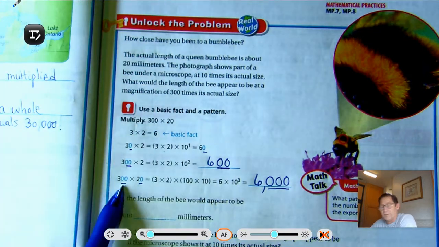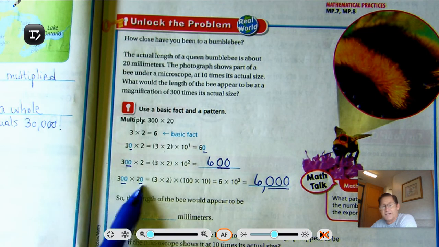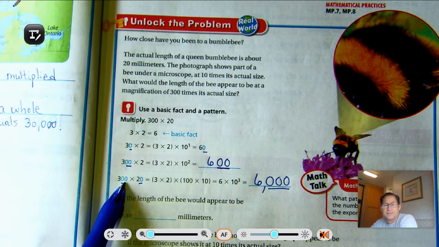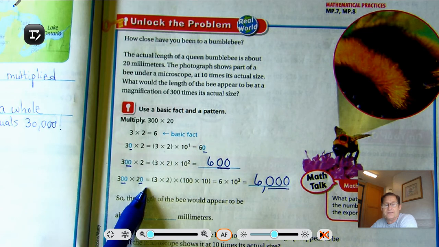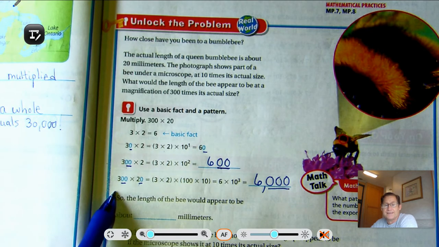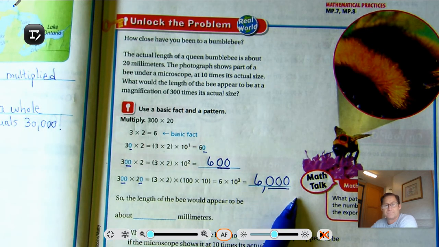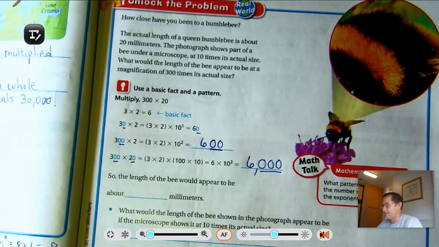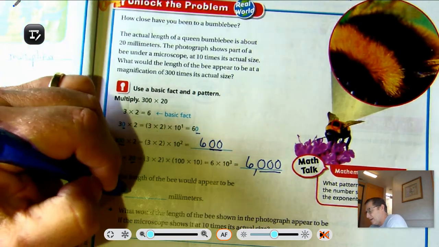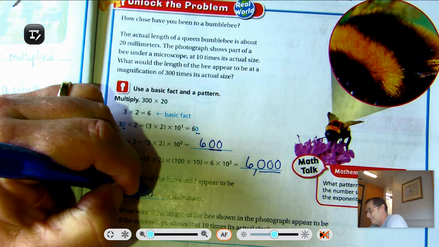Okay, and we see that also in our multiplication problem. How many zeros are there in our multiplication problem? There's 2 in the number 300, and there's 1 in the number 20, for a total of 3 zeros. Okay, so the length of the bee would appear to be about 6,000 millimeters.